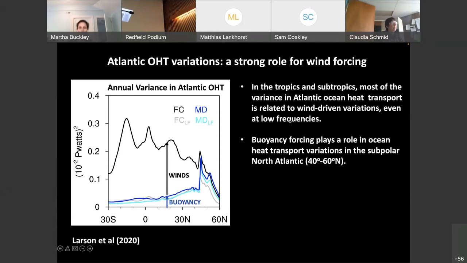This part about even at low frequencies is incorrect. I don't know why I wrote that.